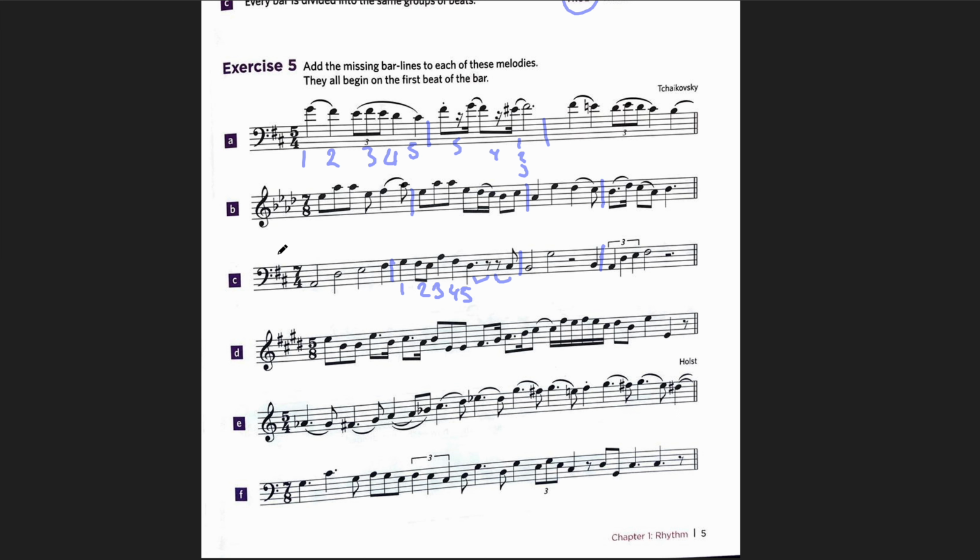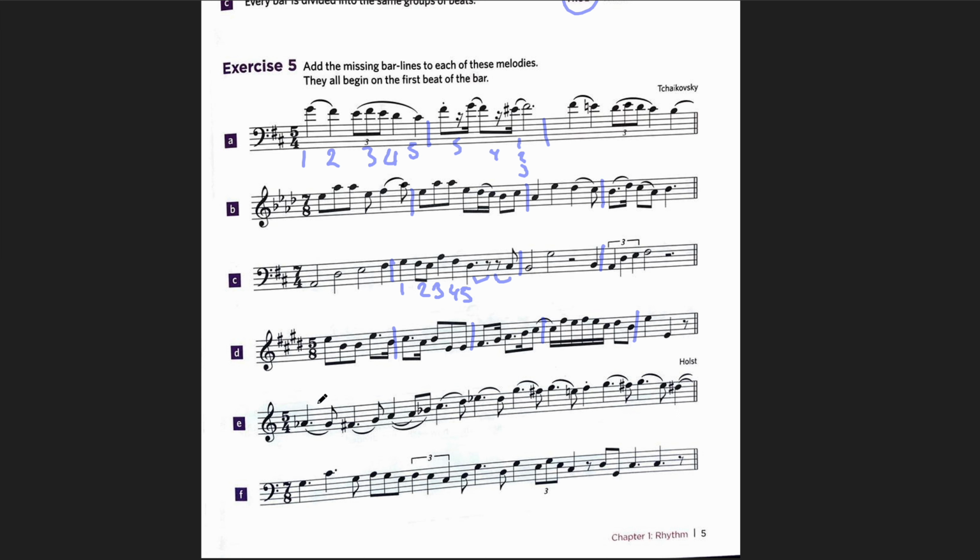3 more to go for this part 1 on chapter 1. 5 quavers. 1, 2, 3, 4, 5. That's 1. That's another. Then 1, 2, 3, 4, 5.